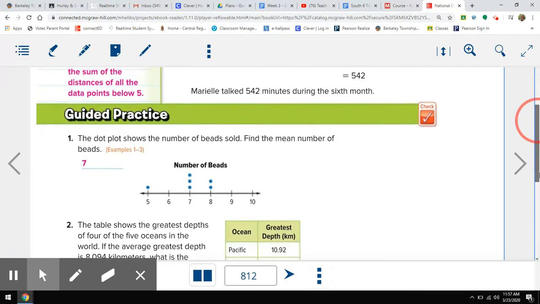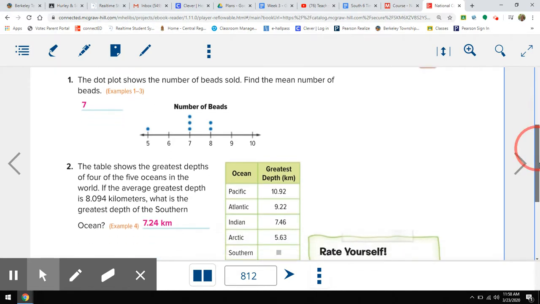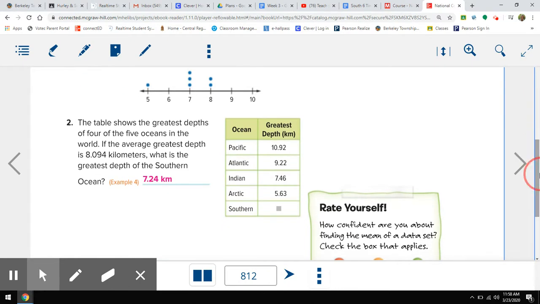And our guided practice, answer number 1 is 7. You should have added 5 plus 7 plus 7 plus 7 plus 8 plus 8. And then you divided it by the total number of dots, which is 6 dots. Gives you 7. Number 2, the table shows the greatest depth of 4 of the 5 oceans in the world.